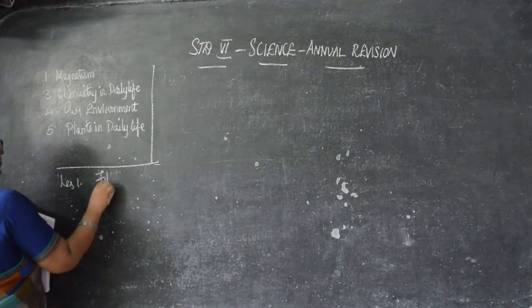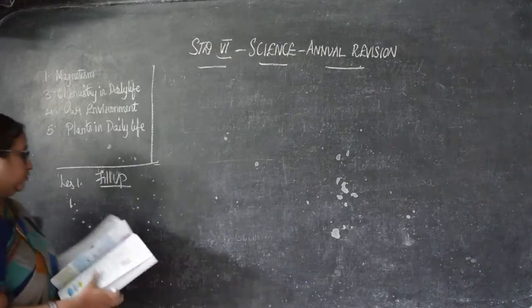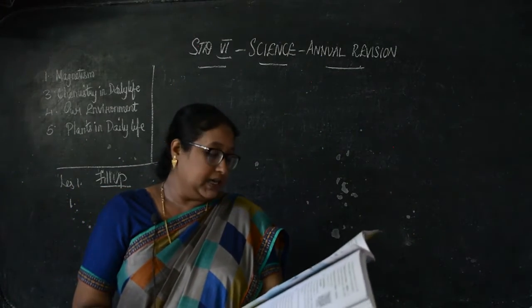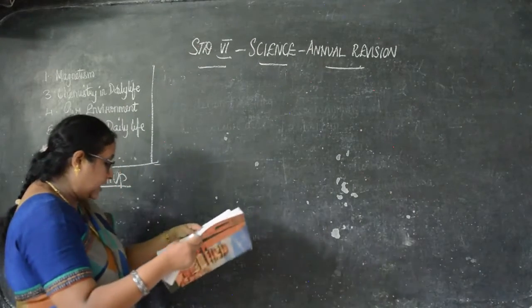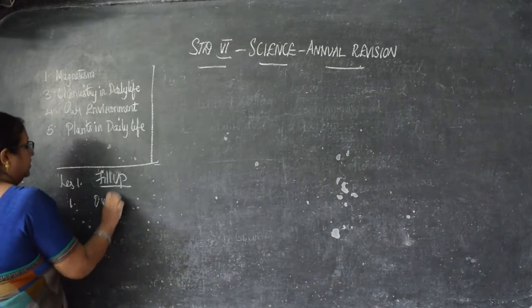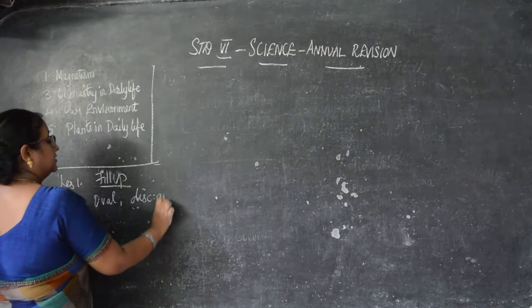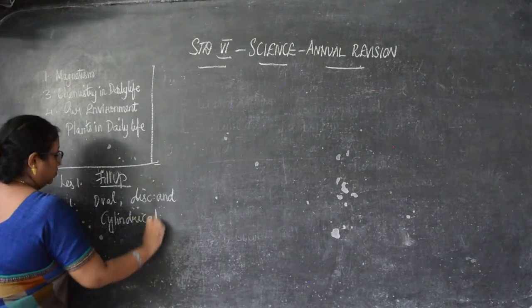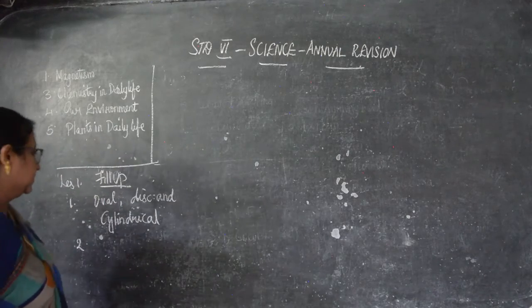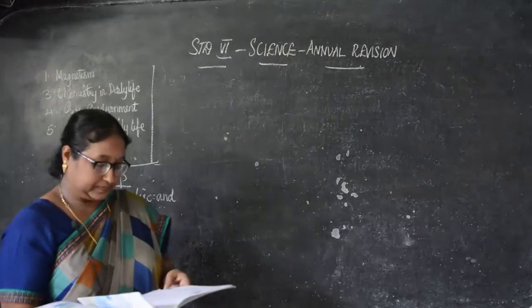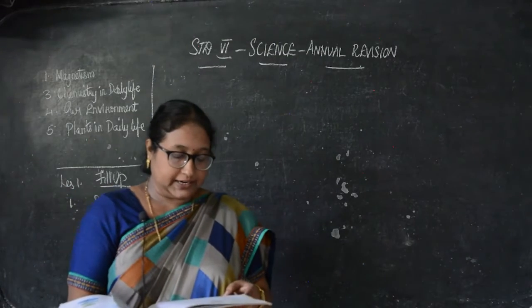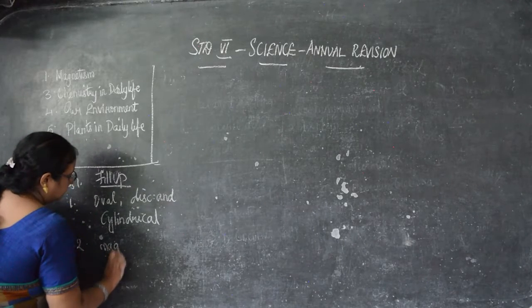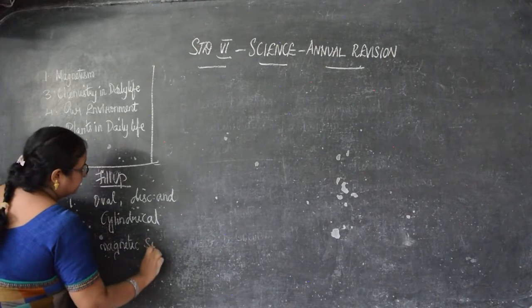Lesson 1, fill up. Okay, first one we are going to write. Artificial magnets are made in different shapes such as dash, dash and dash. That is oval, disc and cylindrical. Okay. This is 3 dash: oval, first dash, second dash disc and third dash is cylindrical. Then the materials which are attracted towards a magnet are called magnetic substances.